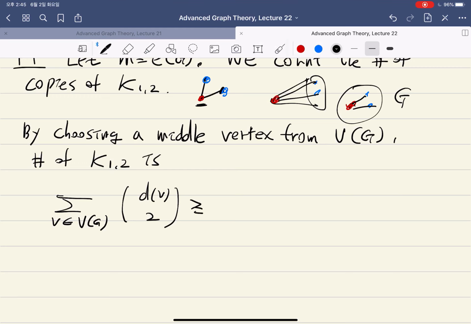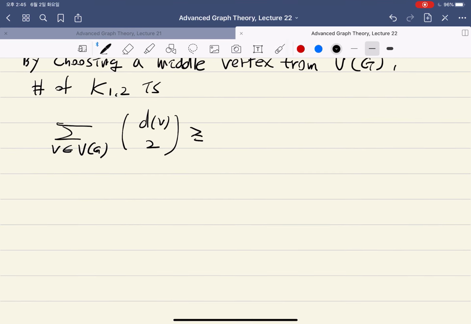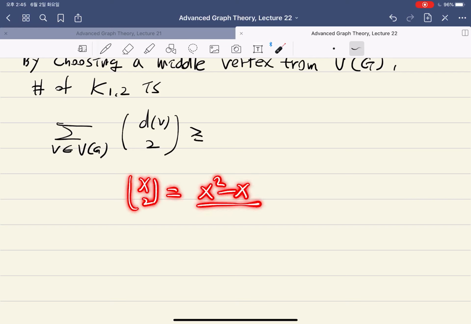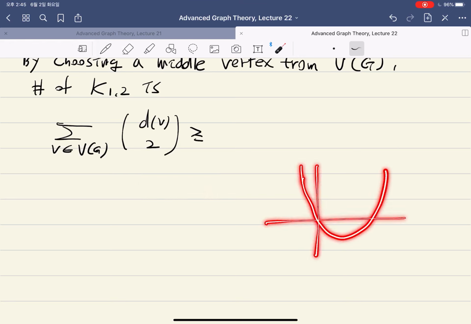So this gives you the expression. But what we know is that here we have this function. We add by n. So each function is essentially x choose 2, which is x squared minus x, which is a convex function.